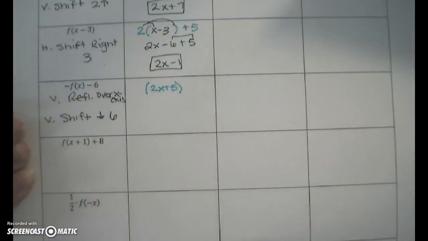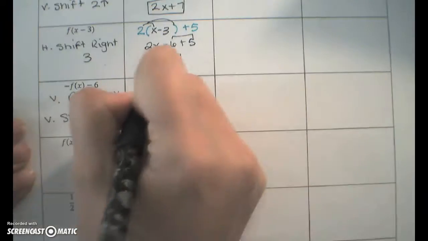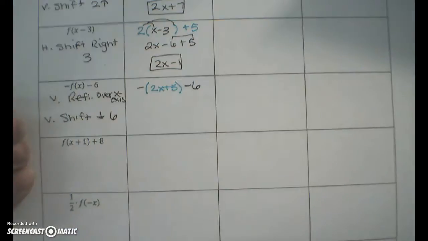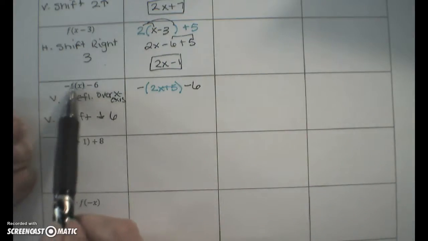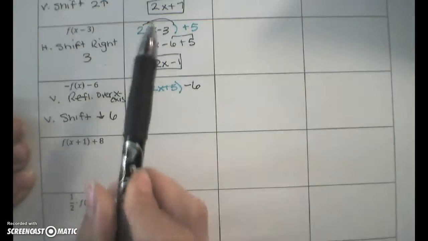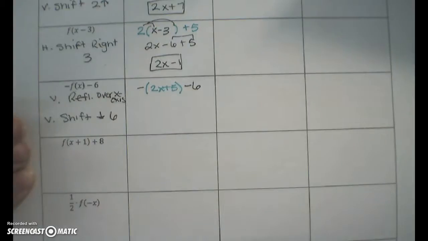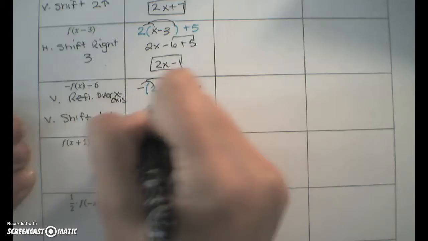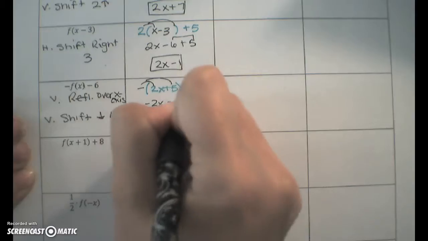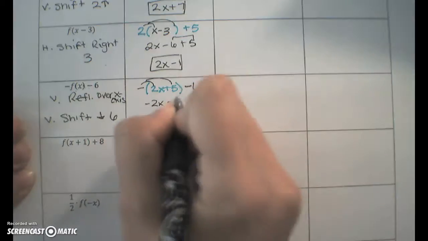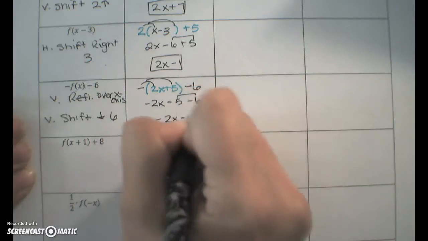Now let's put the other two things in with it, the minus and the -6. Notice how the only thing that got replaced was this right here with what the function was up above. So now let's simplify. Distribute. -2x minus 5 minus 6, and then combine like terms. So -2x minus 11.